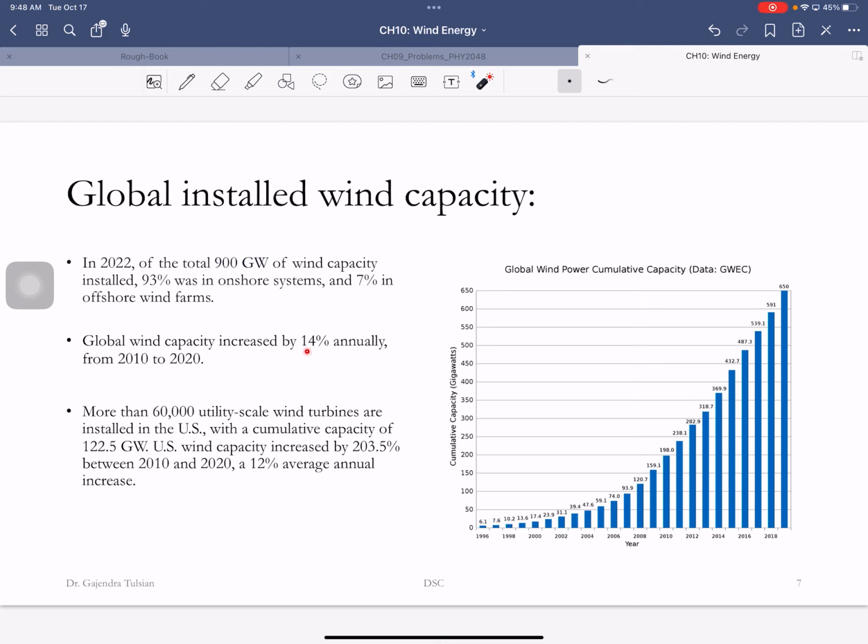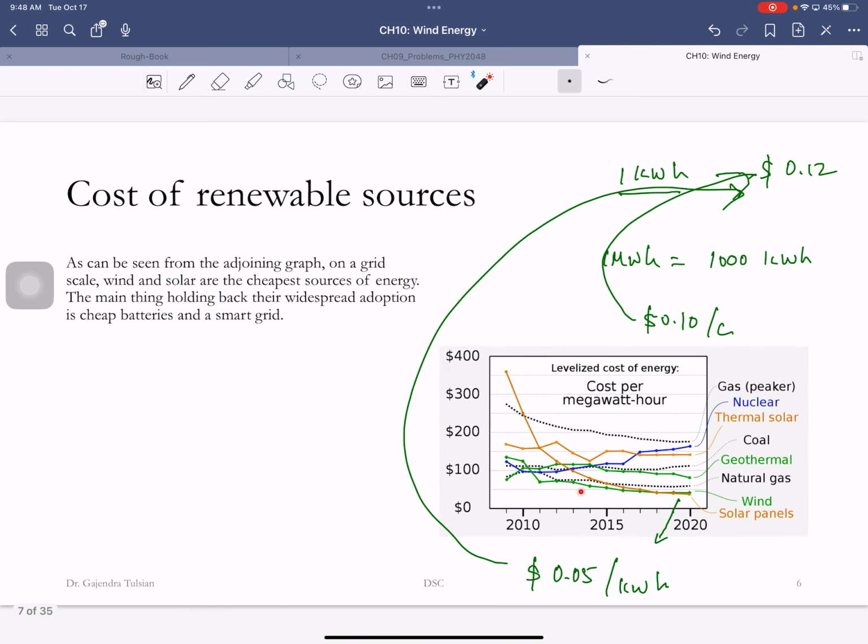Global wind capacity has increased by 14% annually. Installed capacity has increased by 14%. Your S&P 500 hasn't increased by 14%. So why is that happening? Again, because of the low cost. So we are installing more and more wind capacity.